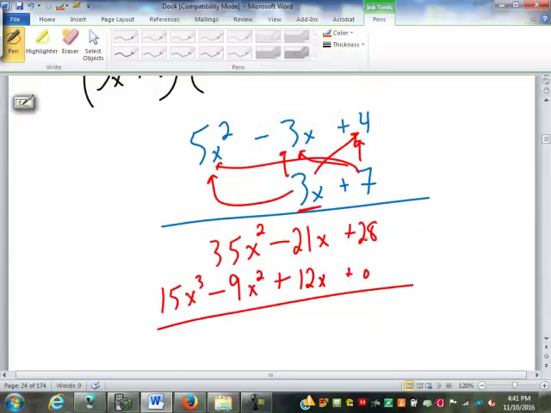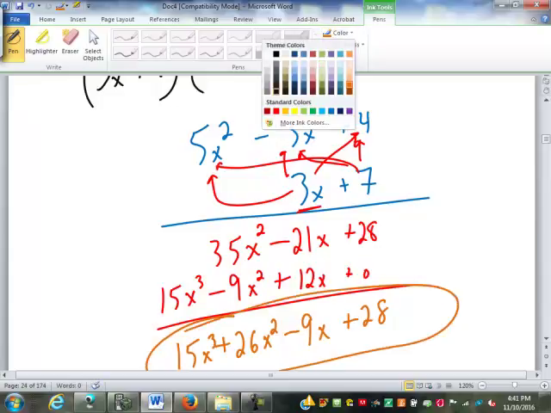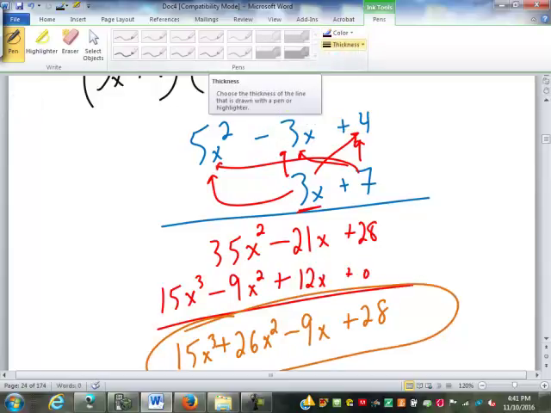And I'm just going to add each column. So 28 and 0. It's a positive 28. Negative 21x, positive 12x. Well, negative 21 and positive 12 make negative 9x. 35x squared, negative 9x squared. 35 and negative 9 make a positive 26x squared. 15x to the third. That's it.